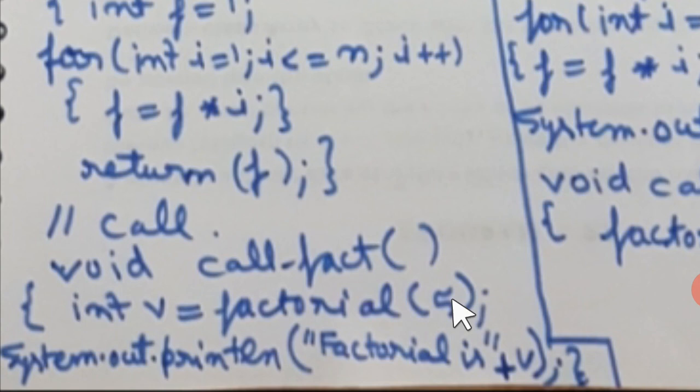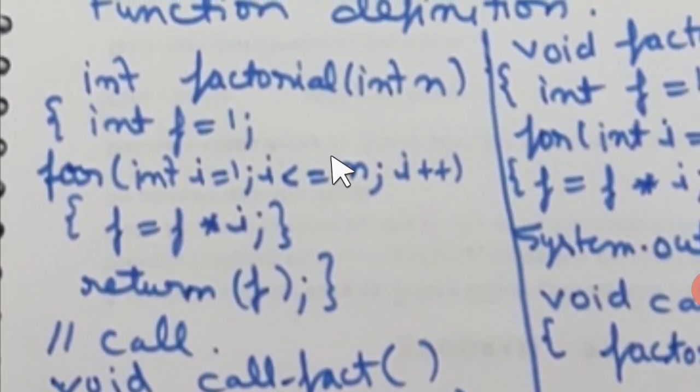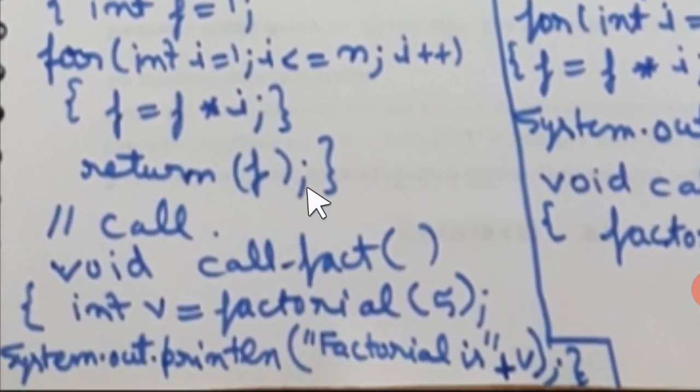Alright everyone, the function which is being called, which is the factorial one, it is the called environment, and from this call_fact, this factorial function has been called. So this call_fact is the calling environment. Always remember that. I hope the concept is clear to you.